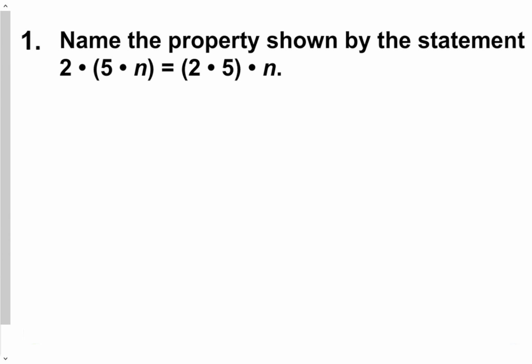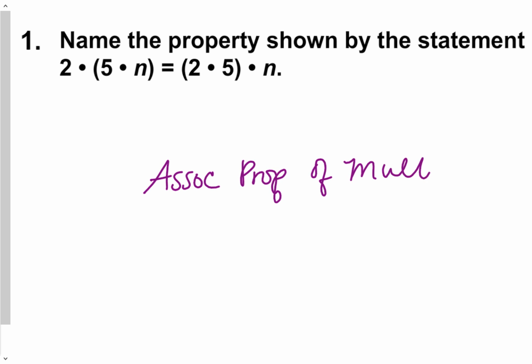For example 1, name the property shown by the statement. We have the same numbers, 2, 5, and n, and they're all being multiplied. The only difference is 5 times n is being multiplied here, and 2 times 5 is multiplied here. So this is known as the associative property of multiplication. Okay?